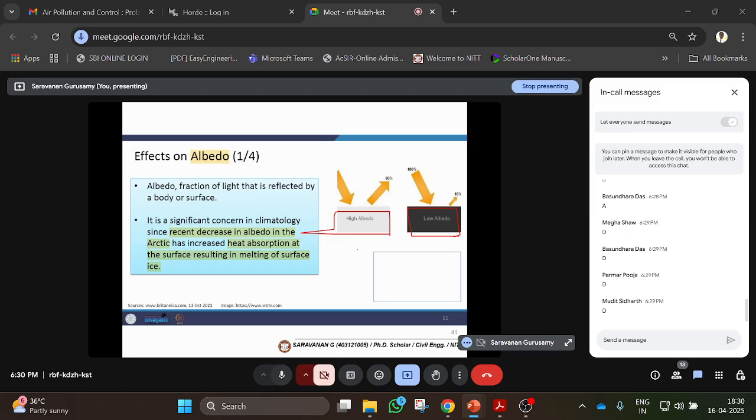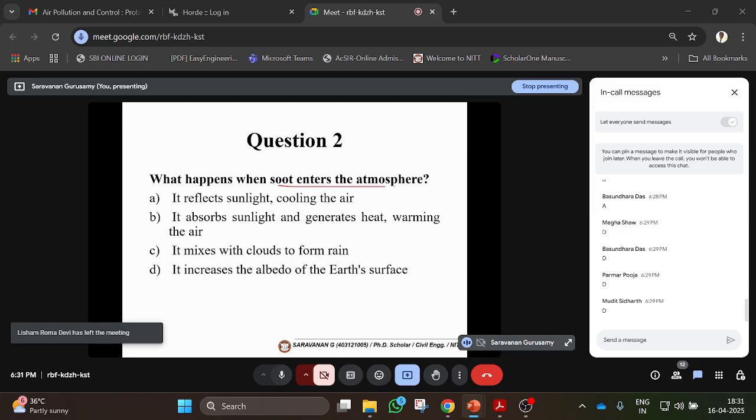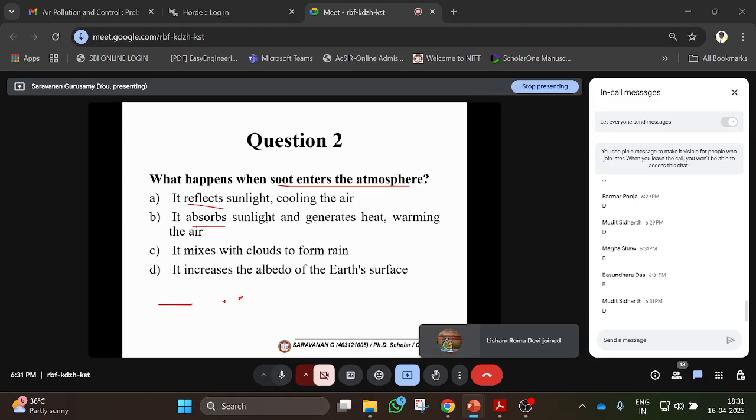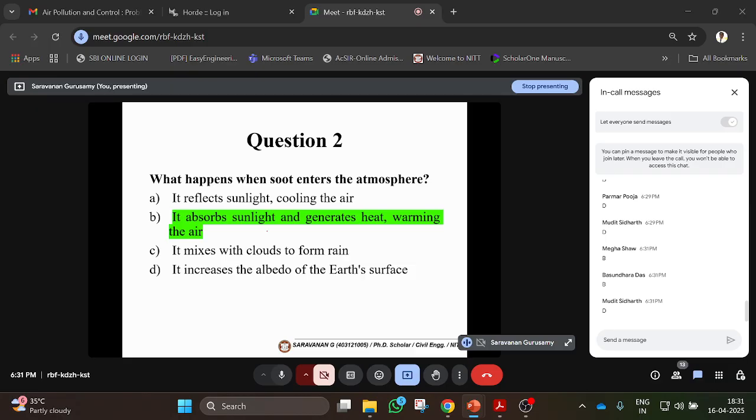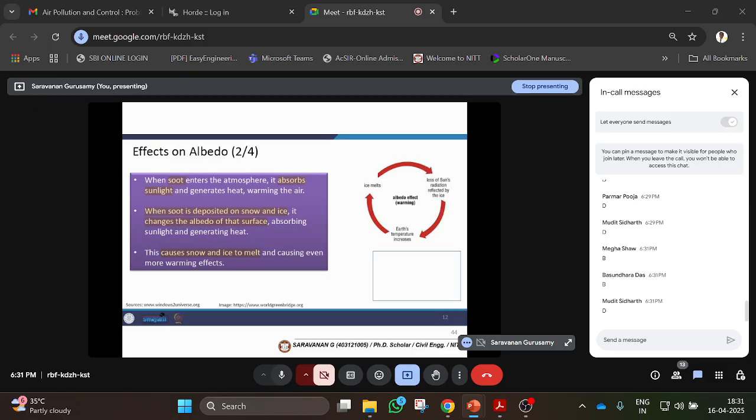Okay, second one: what happens when soot enters into the atmosphere? What I have mentioned now. Soot means the black particles, the same as black particulate matter. So will that reflect or absorb, right? It will absorb sunlight and generate heat, warming the air. That's called global warming. So when soot enters the atmosphere, it absorbs sunlight, generates heat and warms the whole atmosphere. That's again the albedo effect. Whenever the sun's radiation hits the soot, as temperature rises, ice melts.